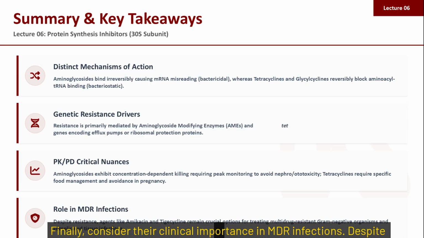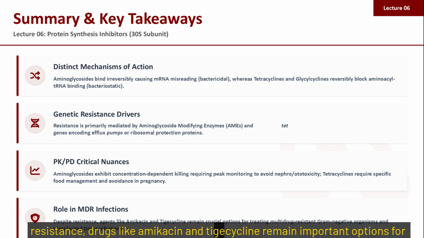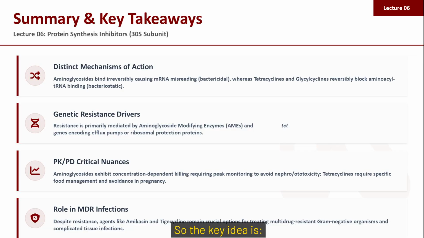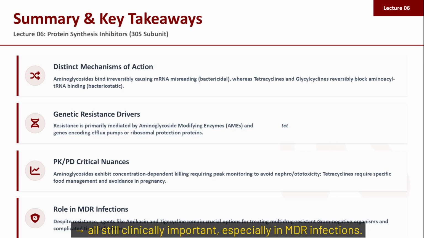Despite resistance, drugs like amikacin and tigecycline remain important options for treating multi-drug resistant organisms and complicated infections. So the key idea is, different mechanisms → different resistance → different dosing strategies → all still clinically important, especially in MDR infections.